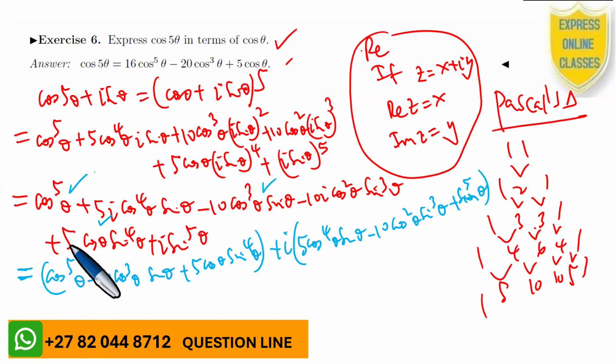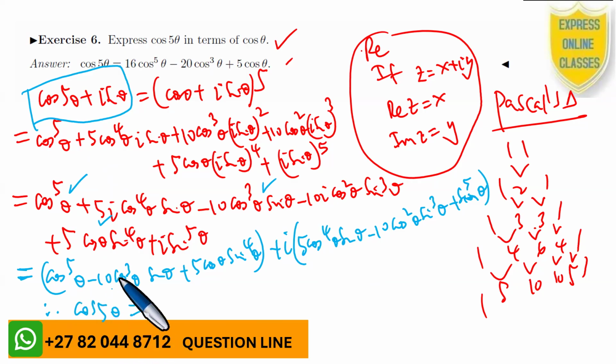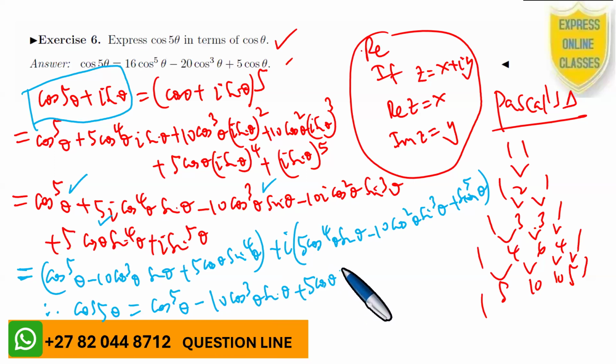So these things here, this cosine 5 theta is equal to this, which means that cosine 5 theta is exactly equal to this, which is cosine to the power 5 of theta minus 10 cosine cubed sine theta plus 5 cosine theta, the sine to the power 4 of theta.